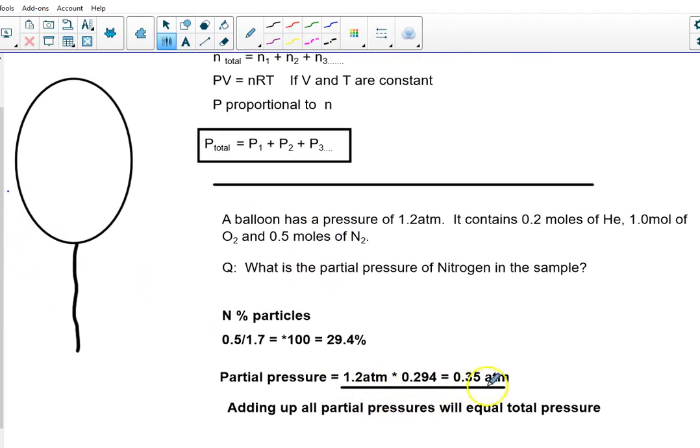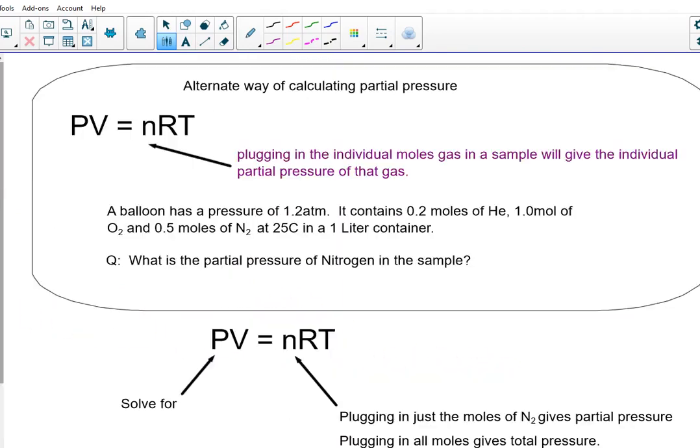Okay, I did all the other ones too, apparently. Take a look. This is kind of what I was getting at before. Alternately, we had calculating pressure. A balloon has 1.2 atmospheres, contains 0.2 moles, and it's 1 liter and 25 degrees. Now I gave all the information.